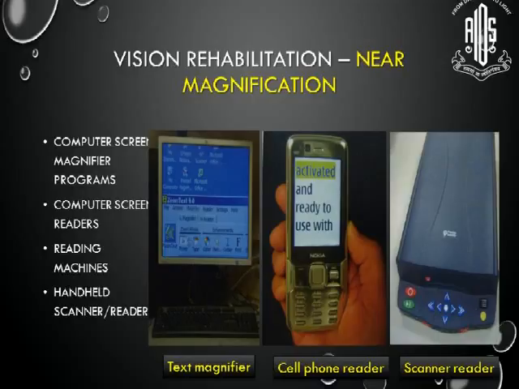Next thing is a text magnifier. And again, the normal one in the middle was the cell phone magnifier. It has been designed by Nokia and is known as the PXTV. The low vision aid patient can get it from Nokia if they can apply for it. And last is the scanner reader, which is known as the SARA.